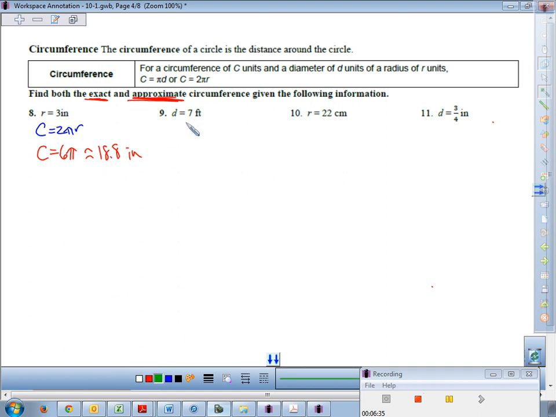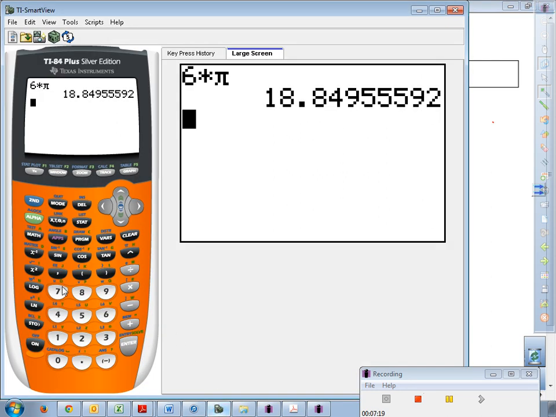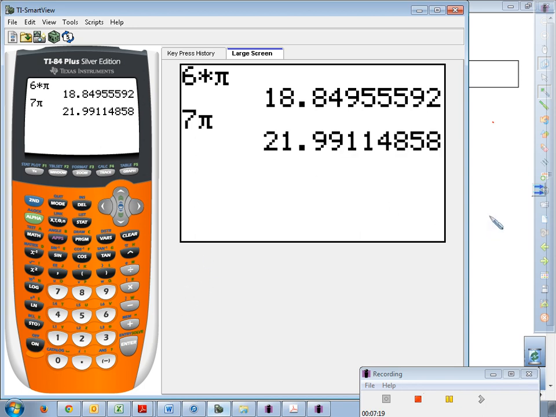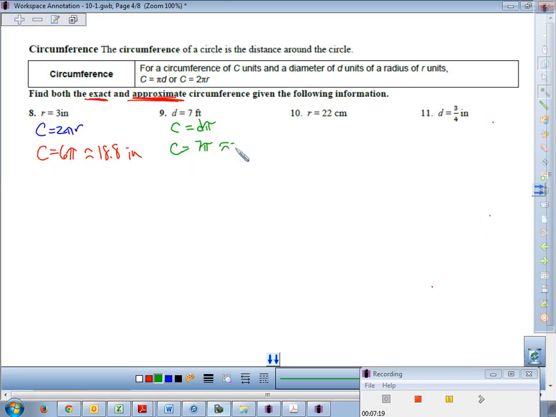Let's do another one here. They give me the diameter this time. Circumference equals diameter times pi, so the circumference will equal 7 pi, and that is exact. And then we'll punch that in your calculator. 7 times pi will give me about 22.0 if we round that to the nearest tenth, so about 22.0 feet.